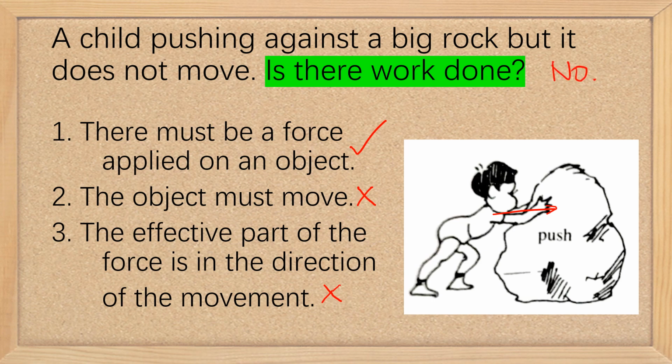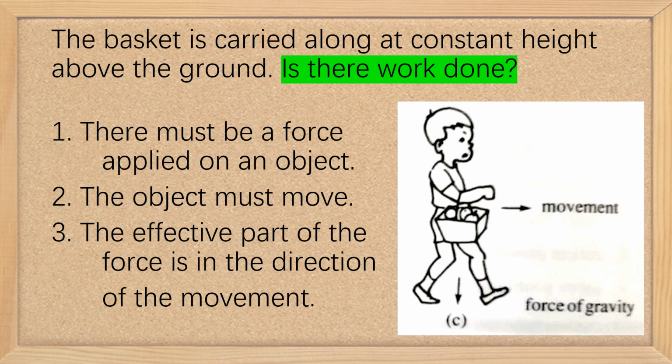So M2, for you to consider that work has been done, the three criteria must be checked. If there is one X, that means there is no work done. Okay, this is my last example, number three. The basket is carried along at constant height above the ground. Is there work done? Our focus here is the basket. Let's check if the basket meets the criteria.